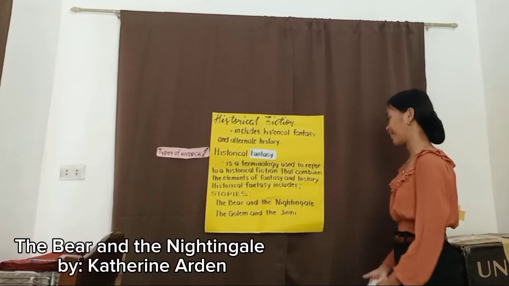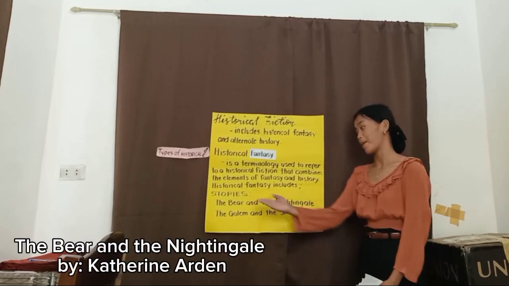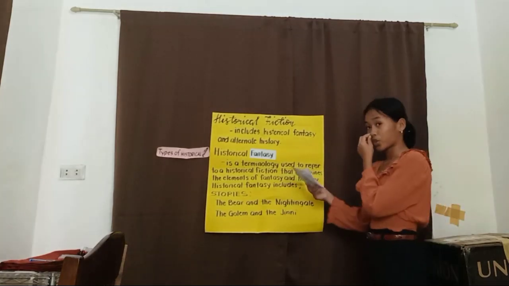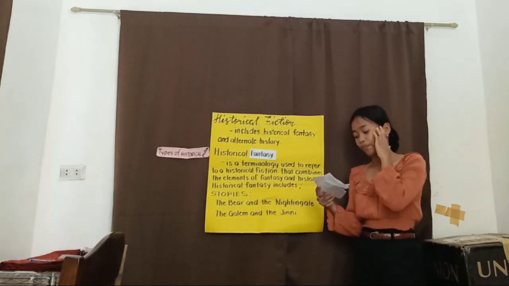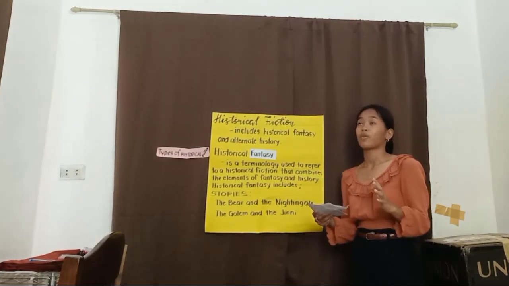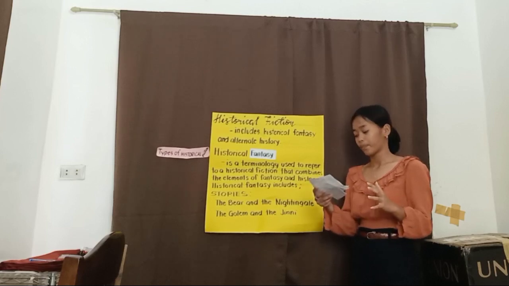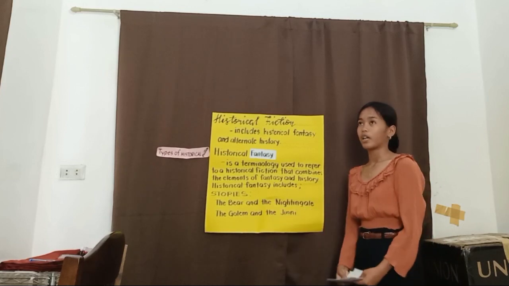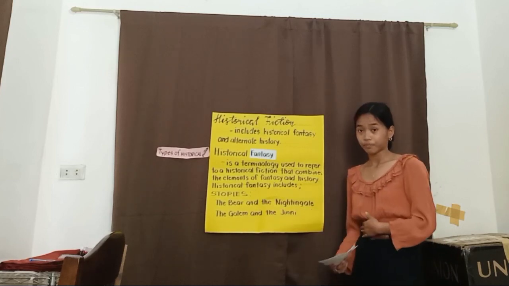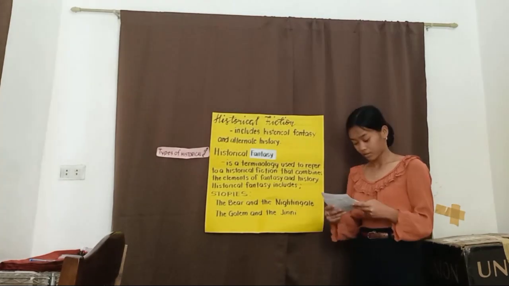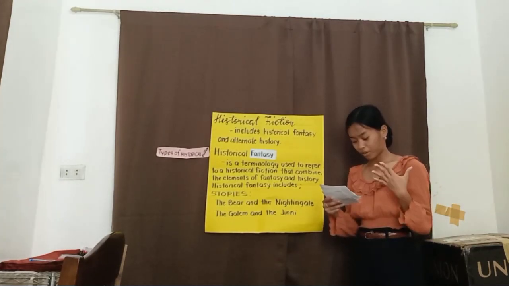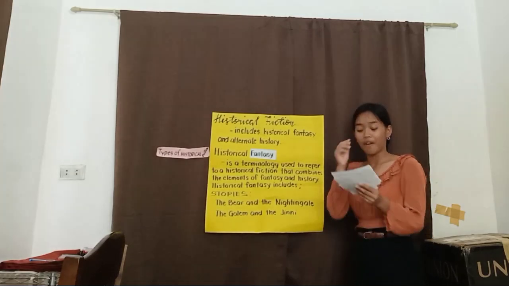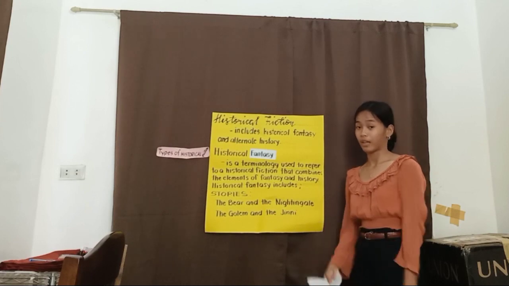First is The Bear and the Nightingale. So in this story, it is a Russian historical fantasy set in ancient Russia when conventional Christianity rejected the idea of mystical figures. It introduces a girl named Vasilisa Petrovna, who can communicate with fantastical and mythological beings.